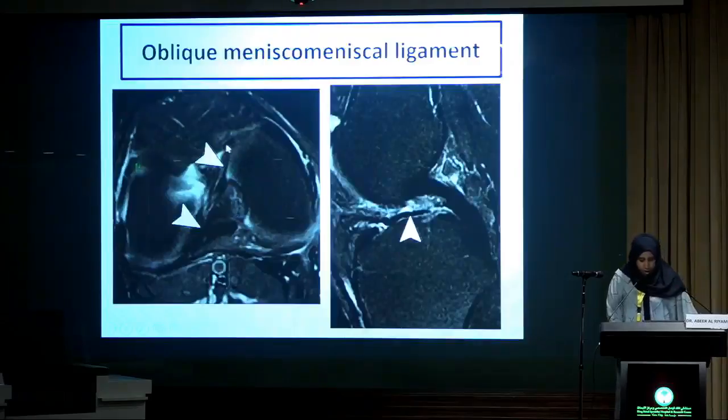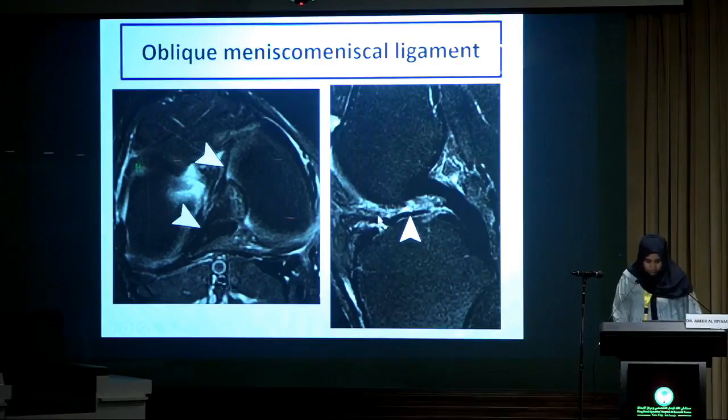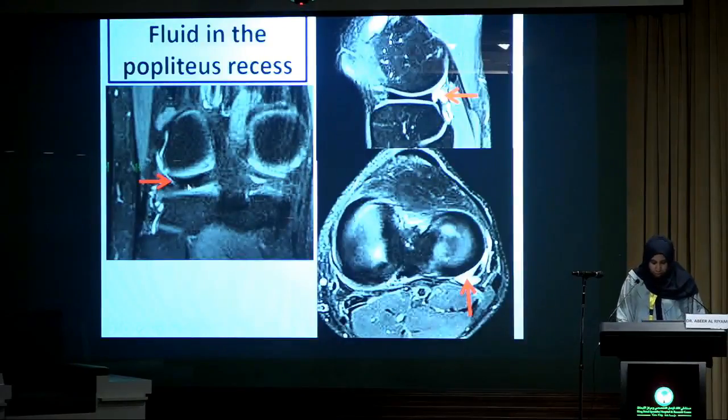The less frequent one we see is the oblique meniscomeniscal ligament, which is here extending in the axial, a normal structure, from the posterior horn of the lateral meniscus to the anterior horn of the medial meniscus. On sagittal, if you see it in just one plane, it can mimic a displaced meniscal fragment. The fluid in the popliteus recess: in almost all patients we see this peripheral high signal, like fluid, mimicking an oblique tear in the posterior horn of the lateral meniscus.